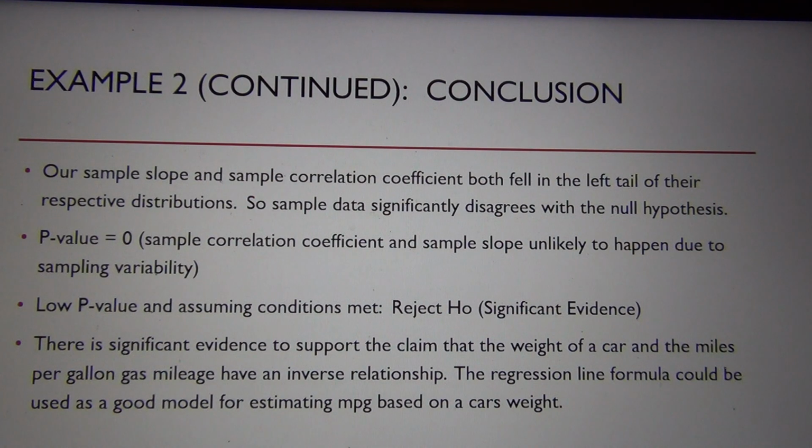So our conclusion: if we reject the null hypothesis, but our claim was the alternative, we should have a conclusion of there is significant evidence to support the claim that the weight of a car and the miles per gallon have an inverse relationship. This would tell me, by the way, that the regression line formula would be a good model for estimating miles per gallon based on a car's weight. So that's what that tells me.